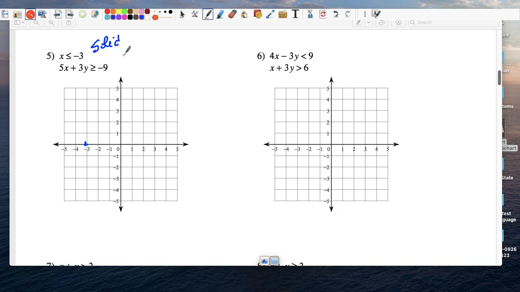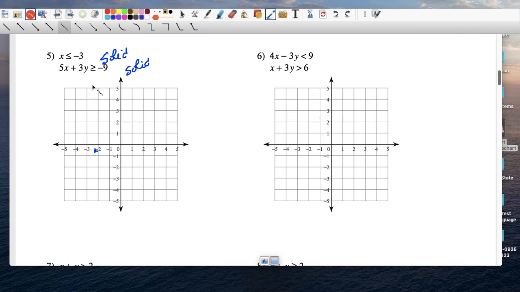This is gonna be a solid line, because the points on that line are included in our solution. So let's first of all put that line there. Oops, solid. Okay, there's my solid line.